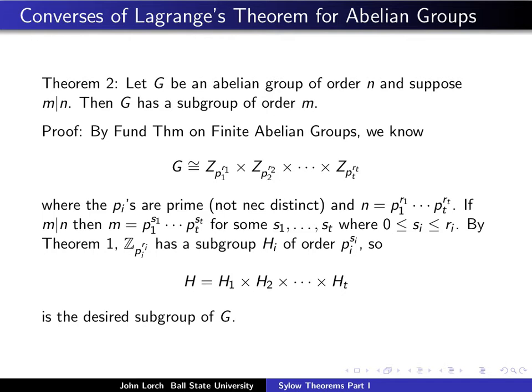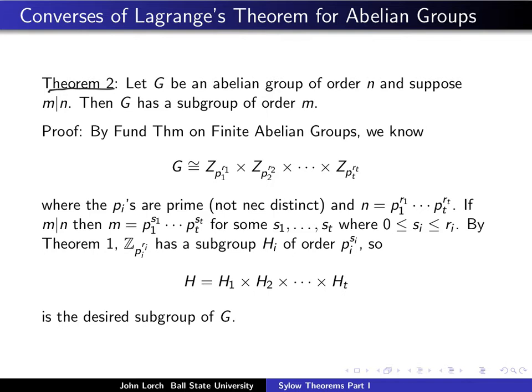Now we're able to extend theorem 1, which is about cyclic groups, to a theorem that's true for all abelian groups. So here we're at theorem 2. We're going to let G be an abelian group of order n, and we're going to suppose that M is some divisor of n. Then G does have a subgroup of order M.